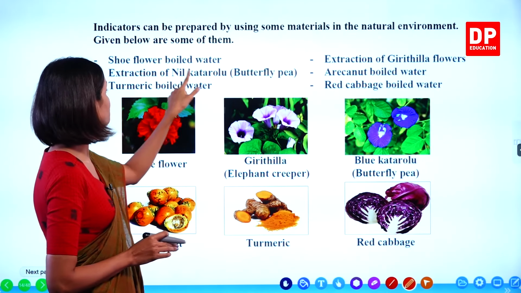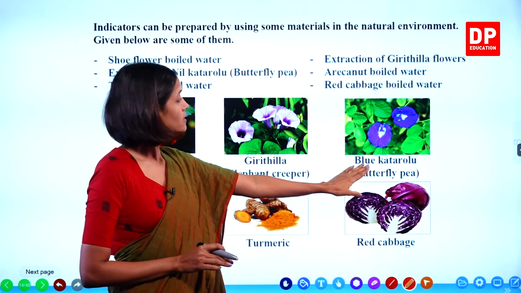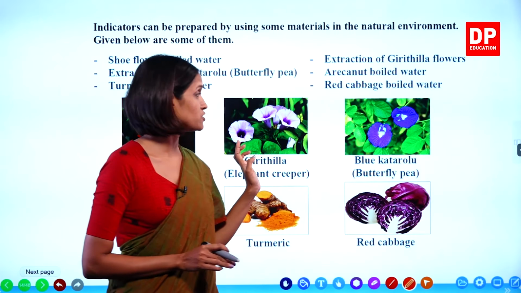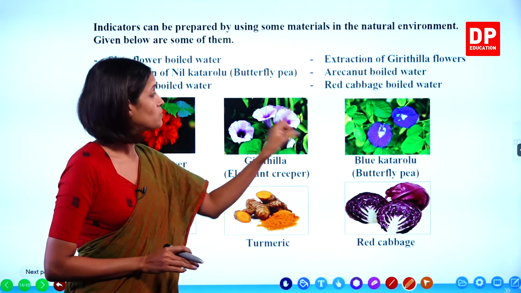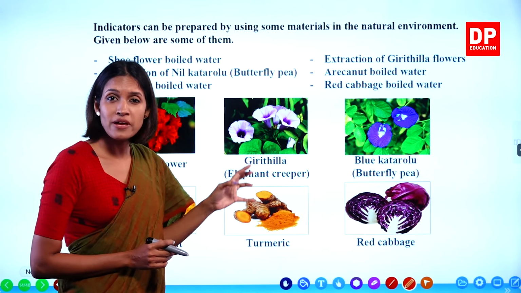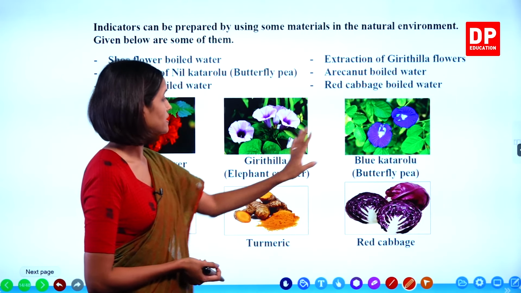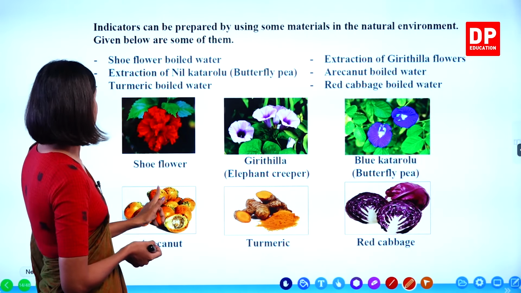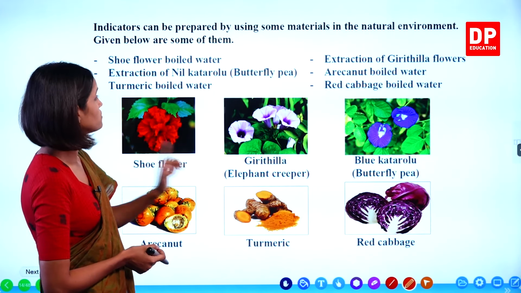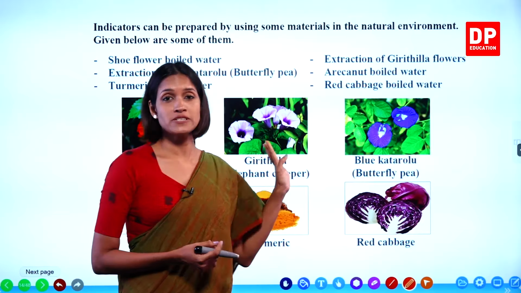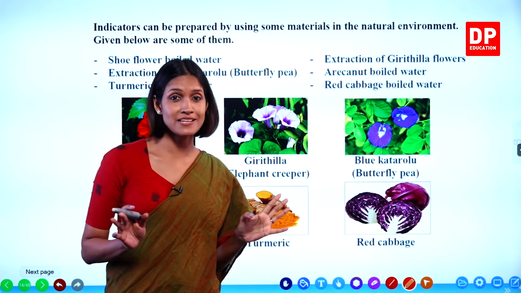And extraction of Nil Cattarallu or blue Cattarallu, right? The common name is butterfly pea. Okay, this is blue Cattarallu. Remember, when it comes to this Cattarallu plant, there are two types, blue one and white one. So to prepare this particular indicator, we need to use the blue Cattarallu, or butterfly pea. And areca nut boiled water, and turmeric boiled water. So red cabbage boiled water. This is the dark purple color cabbage that we use to make salads.